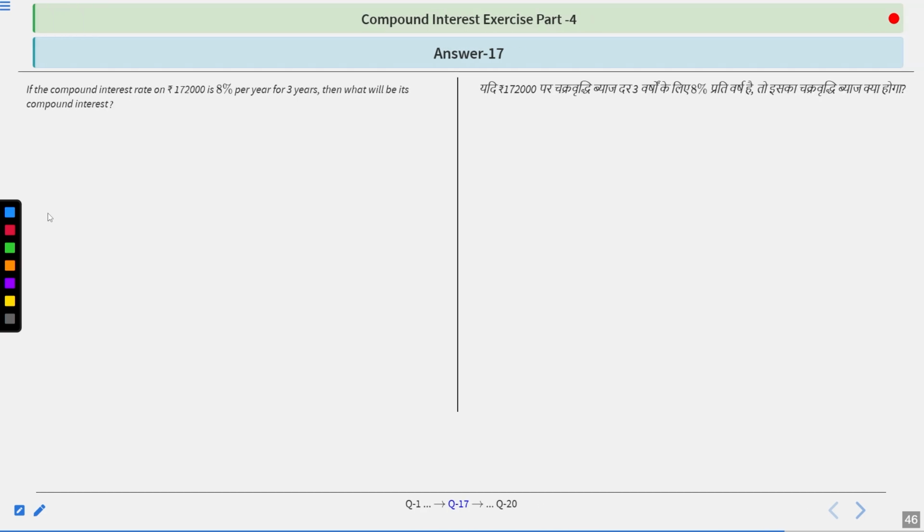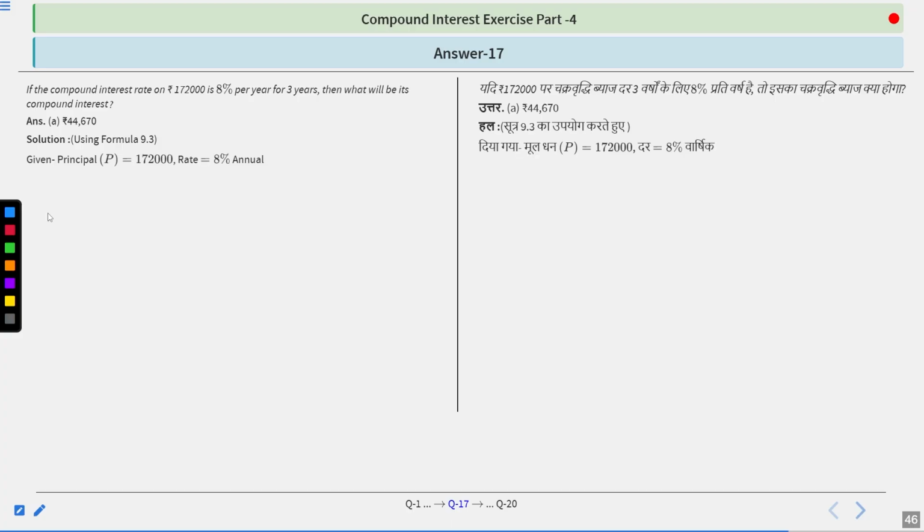So rate of interest was 8%, time period was 3 years, and principal was rupees 1,72,000. We have to find the compound interest. The answer to this question is option A, rupees 44,670, and we are using formula 9.3 to solve this question. Given things were: principal, that is rupees 1,72,000, rate was 8% annual, and time period n is 3 years. We know the formula for compound interest, that is P into 1 plus R upon 100 whole power n minus P. So putting the values, but before that, taking P common, we can write it as P into 1 plus R upon 100 whole power n minus 1.